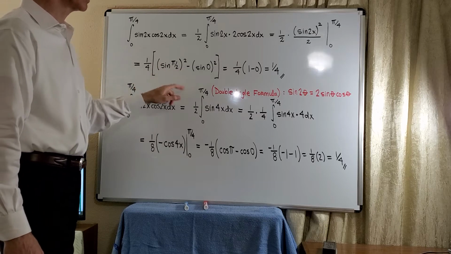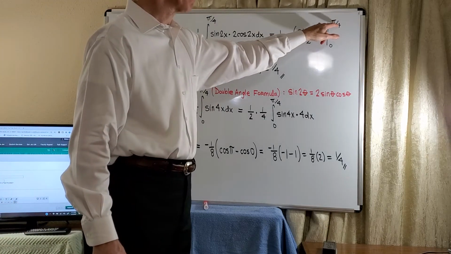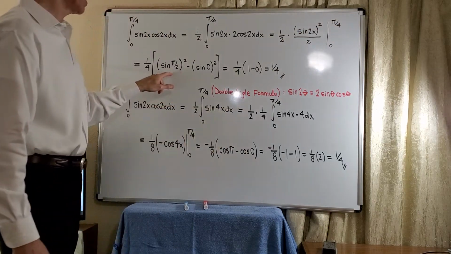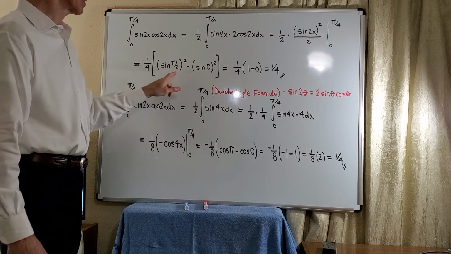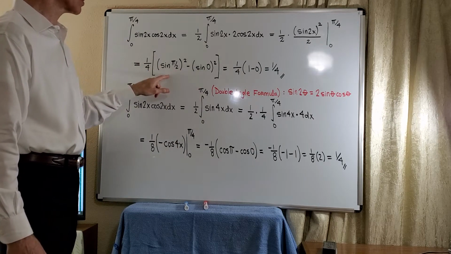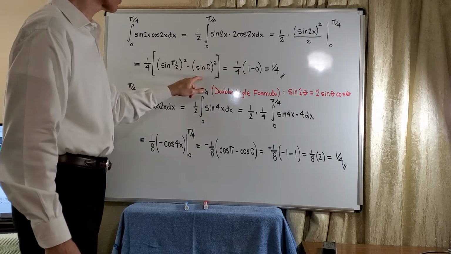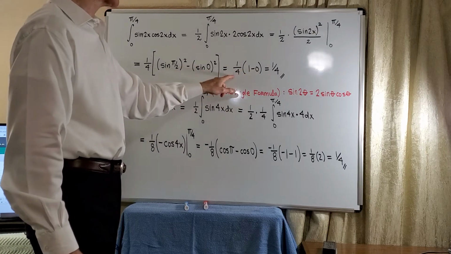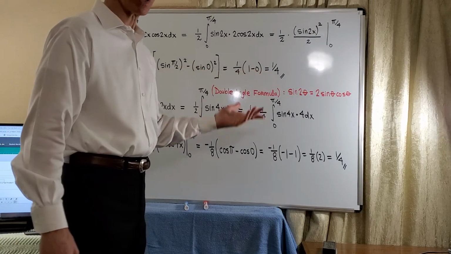over 2 when we multiply 2 by pi over 4. And then we get sine of 0. Each of these squared, so we get 1 squared, which is 1, 0 squared, which is 0. So basically 1/4 times 1, which is 1/4.